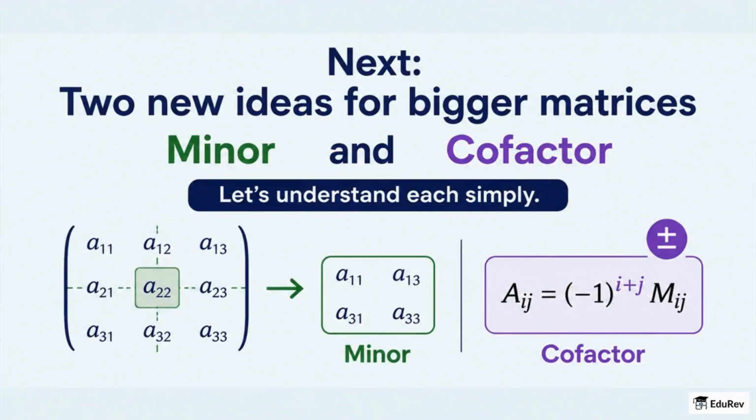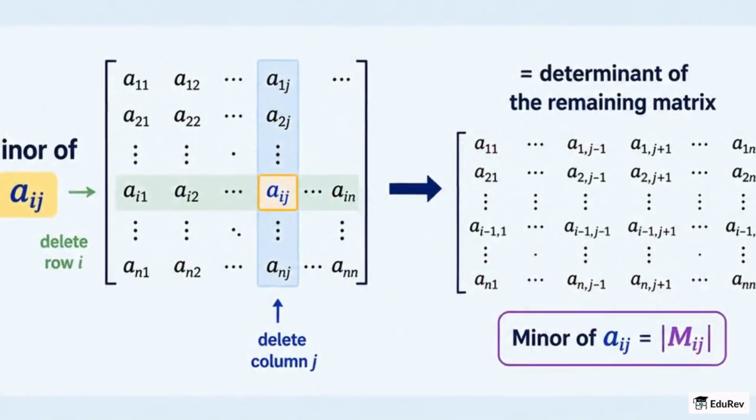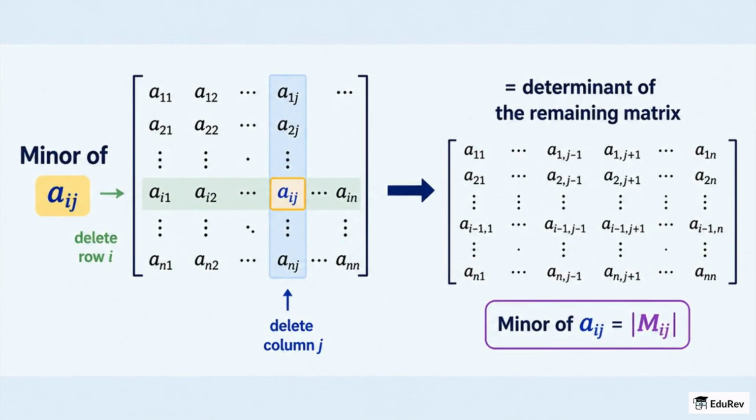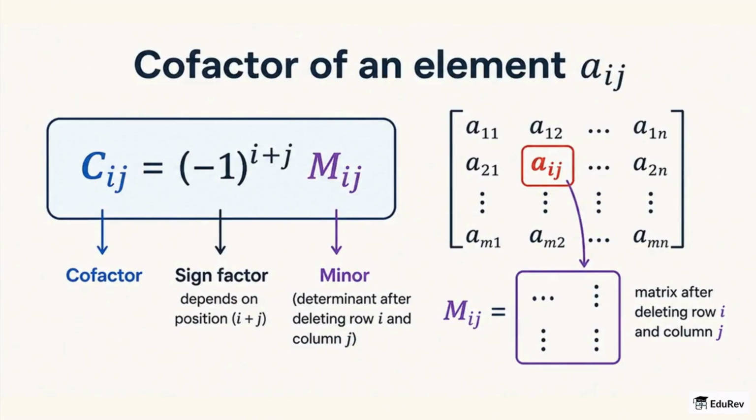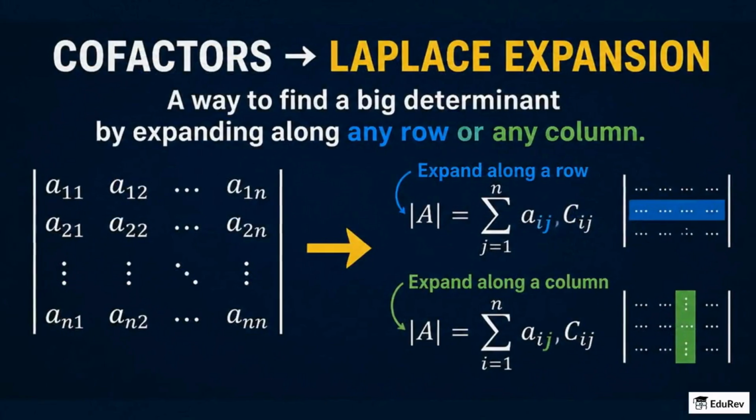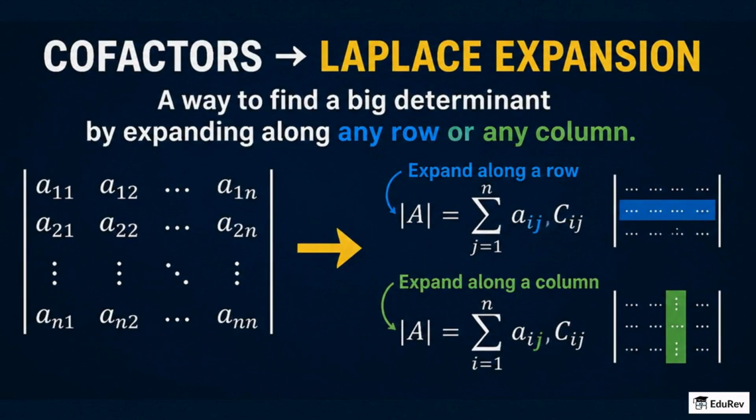Now we meet two new ideas for bigger matrices, a minor and a cofactor, and I will explain each simply. The minor of the element in row i and column j is the determinant of the matrix left after deleting that row and that column. The cofactor of that element is -1 raised to the power i plus j times the minor, so the sign depends on the position. Using cofactors, we get the Laplace expansion, which is a way to get a big determinant by expanding along any row or any column.